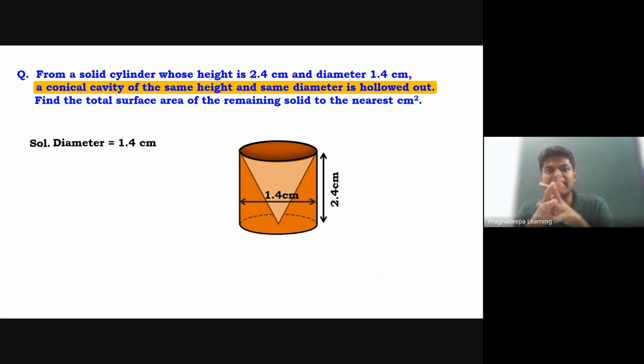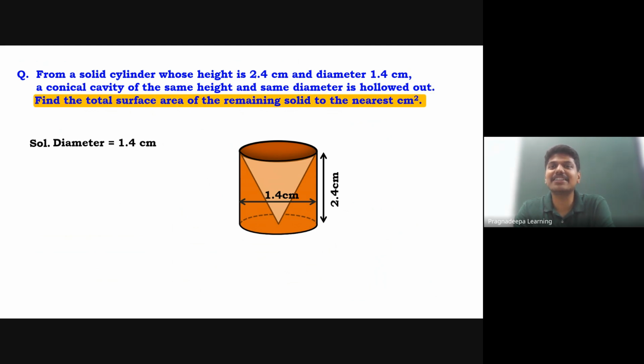So what is the property of this cone? The property of this cone depends on the property of the cylinder, because it has the same height and the same diameter. So what is the property of this cone? The radius will be the same as the radius of the cylinder. The height will also be the same. But here we have to be very careful, because we want the slant height. They have given the height.